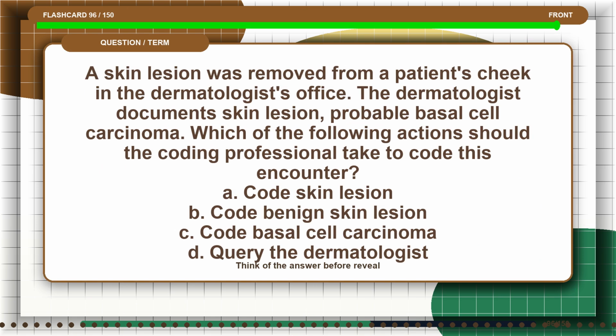Flashcard 96. A skin lesion was removed from a patient's cheek in the dermatologist's office. The dermatologist documents skin lesion, probable basal cell carcinoma. Which of the following actions should the coding professional take to code this encounter? A. Code skin lesion. B. Code benign skin lesion. C. Code basal cell carcinoma. D. Query the dermatologist. Think of the answer before the reveal.